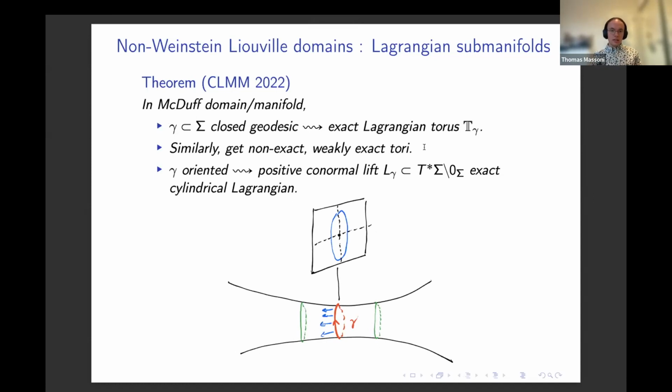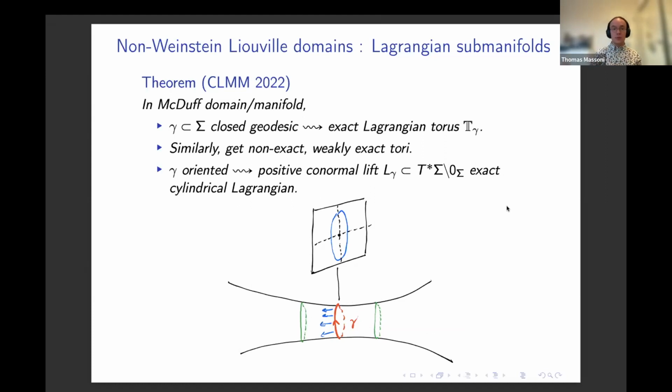So here, these exact Lagrangian tori and weakly exact tori kind of look like what you would get if you look at gamma and the fibers of T star sigma over gamma, and you take a circle in these fibers and you rotate it along gamma. But if you do that, you won't get a Lagrangian, so you have to modify this construction, and that can be done in such a way that this Lagrangian torus will project to a neighborhood of gamma. Not exactly gamma, but a neighborhood of gamma.